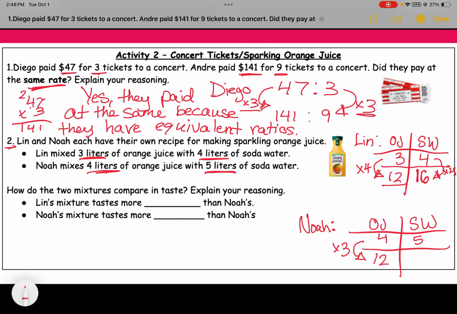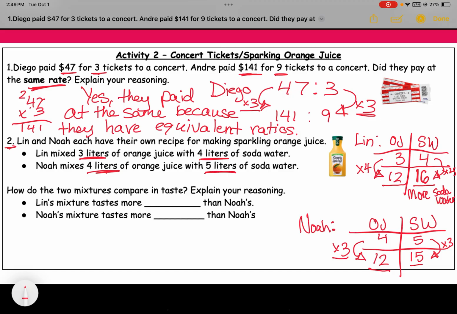So when she has 12 orange juice, she uses 16 liters of soda water. So Noah, since I multiplied this by 3, I have to multiply the 5 by 3. 5 times 3 would give me 15. I notice they both have 12, but they don't have the same amount of soda water. So if they both have the same amount of orange juice, Lynn's has more soda water. Hers has more soda water, so hers is going to taste a little bit less orange juicy. And Noah's is going to taste a little more like orange juice because he has less soda water.